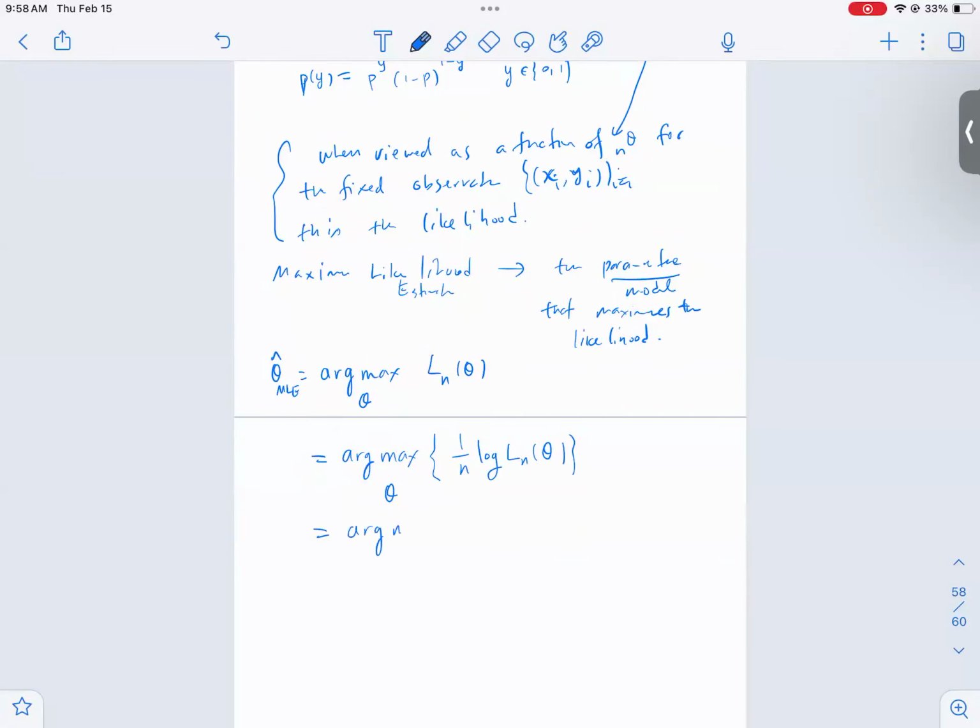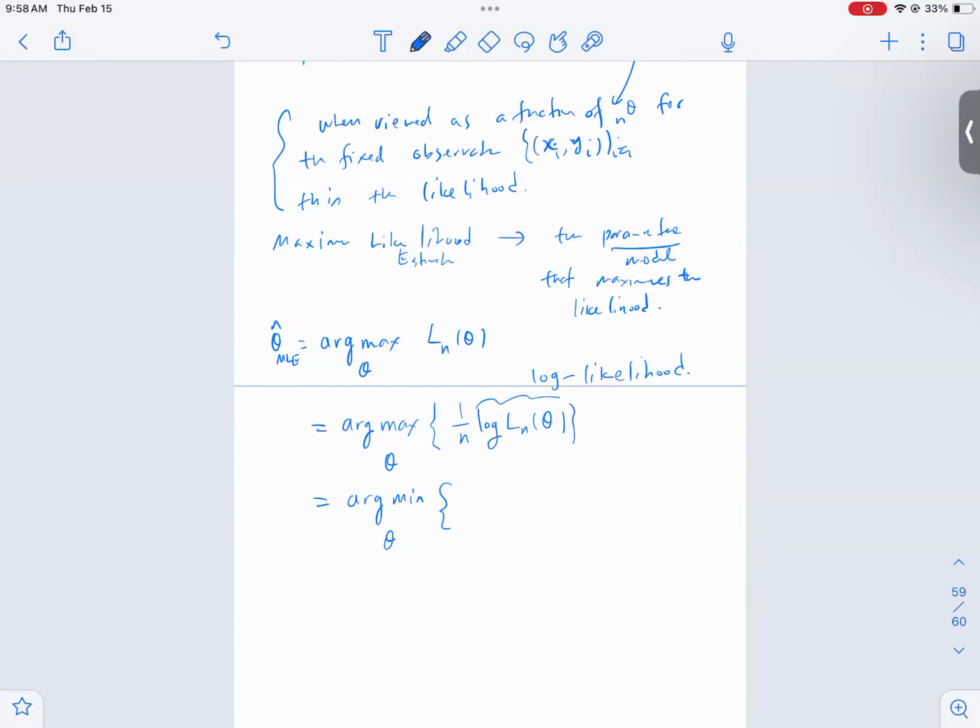And this is also equal to argmin. So this is called the log likelihood. So I can maximize the log likelihood instead of the likelihood, which is fine. And I can also minimize the negative 1 over n log Ln of theta. Okay, why? Because this just flips the direction. If I try to increase this, it's going to try to decrease this. That negative sign just flips the max to a min, so it's like minimizing that.